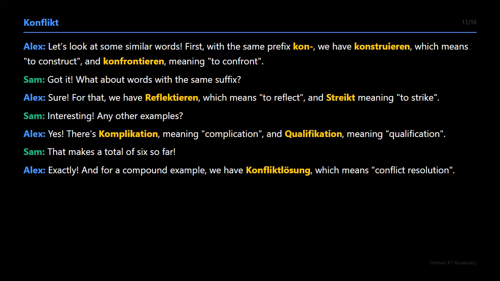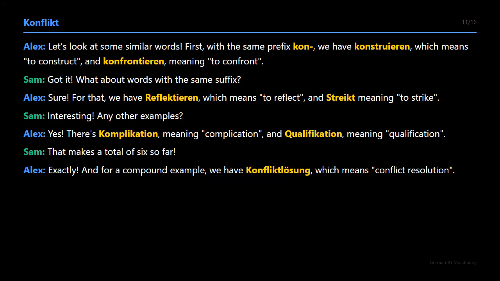What about words with the same suffix? Sure. For that, we have Reflektieren, which means to reflect, and Streikt, meaning to strike. Interesting. Any other examples? Yes. There's Komplikation, meaning complication, and Qualifikation, meaning qualification. That makes a total of 6 so far.